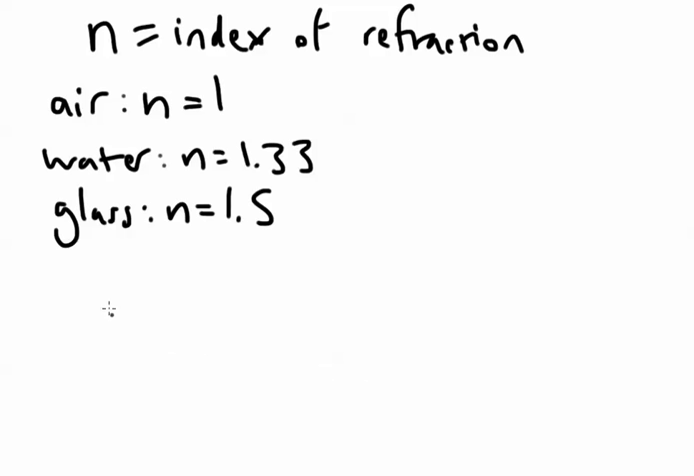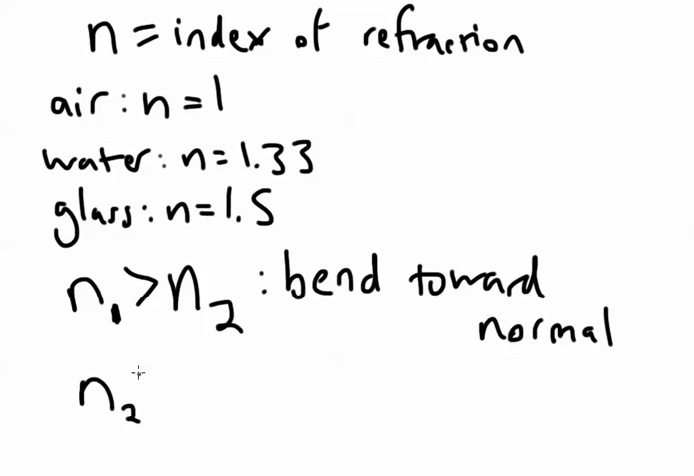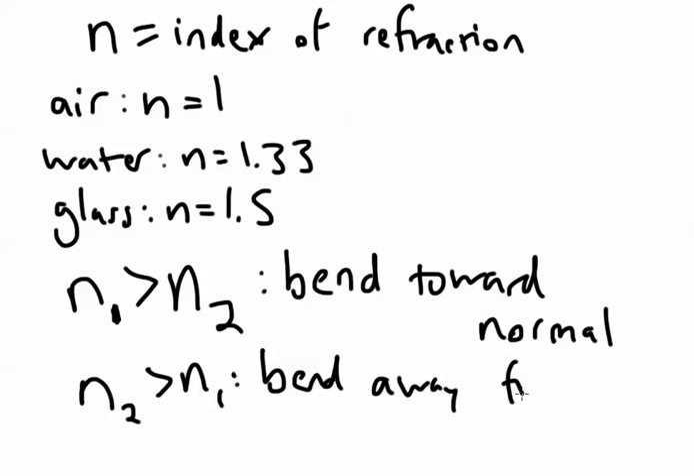So the general rule is that if the initial index of refraction is greater than the final index of refraction, then the light bends toward the normal line. If the second index of refraction is greater than the first, then the light will bend away from the normal.